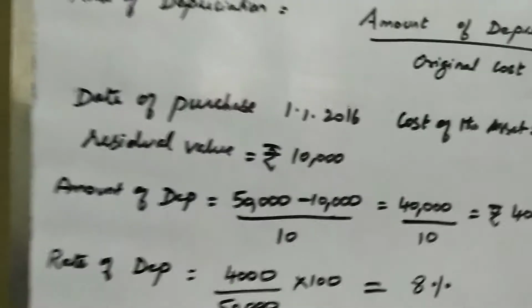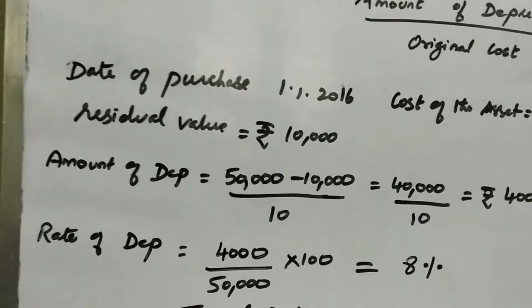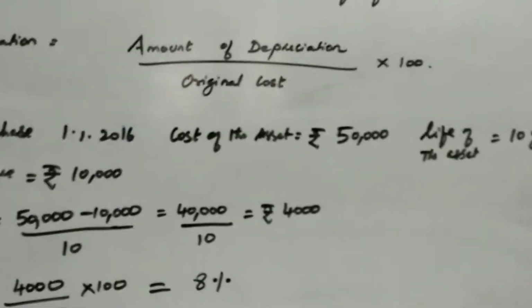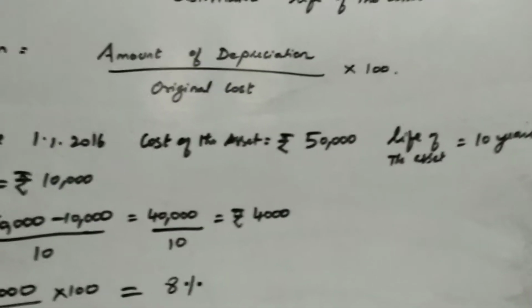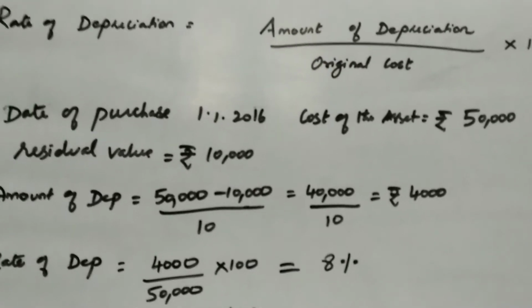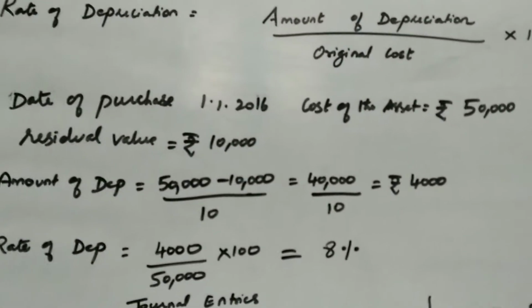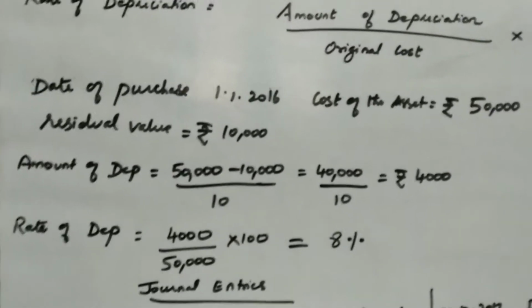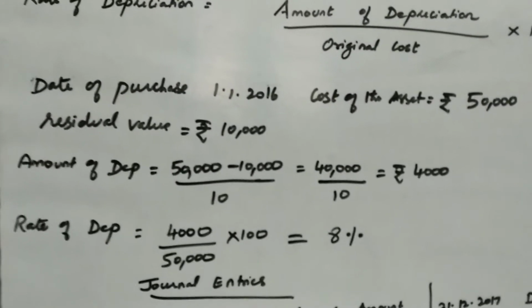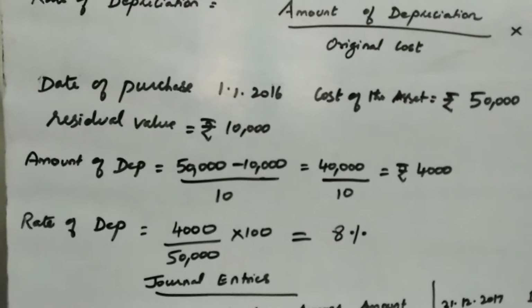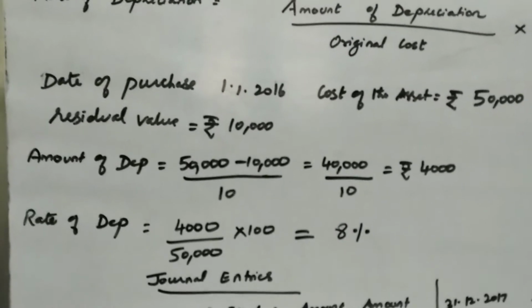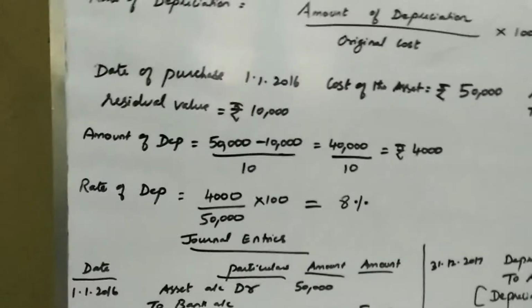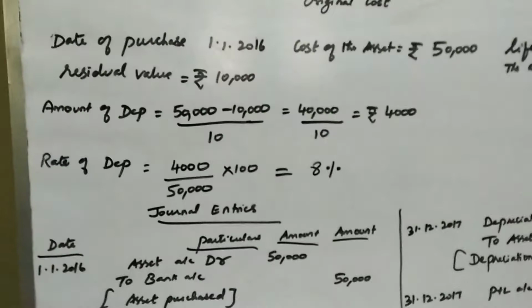So the date of purchase is 1/1/2016. Cost of the asset is 50,000. Life of the asset is 10 years. And the residual value is 10,000. So they have asked us to find out the rate of depreciation, and we must give journal entries for the first 2 years, which means 2016 and 2017. Right, first let us find out the rate of depreciation.